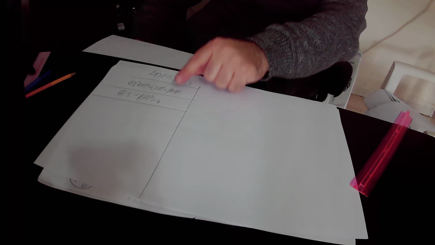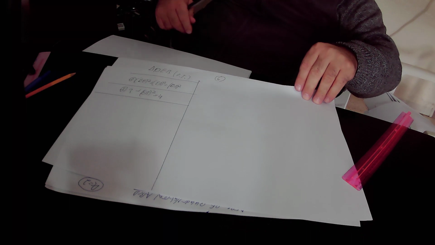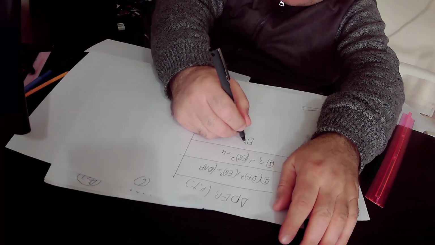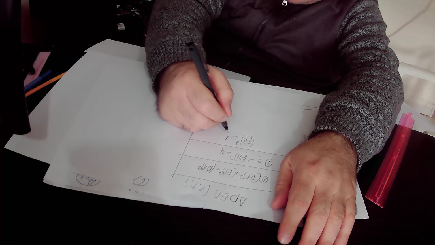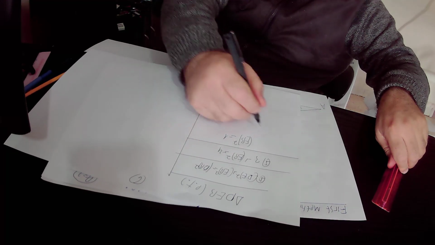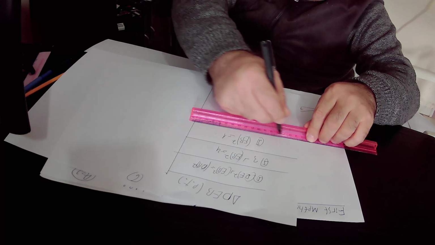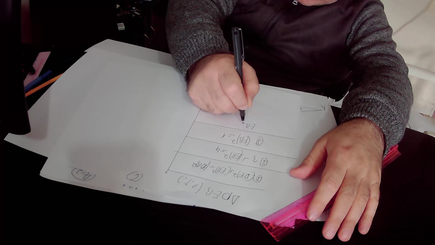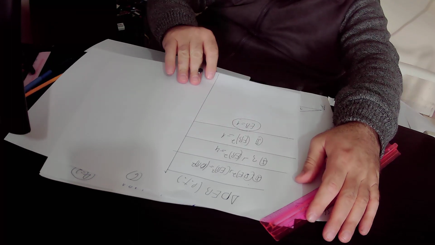Here we will subtract 3 from this equation, equation number 1, and we will get that EB squared equals 4 minus 3, which is 1. Here we will take the square root of this equation, and we will get that the square root of EB squared equals the square root of 1. The square root of 1 is 1. So we found that EB equals 1 unit.